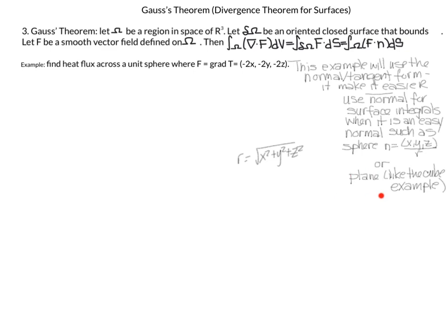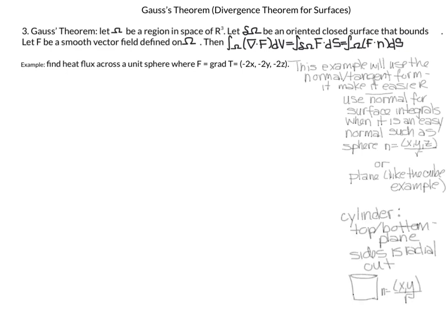The other obvious normal vector is the plane. Like the cube example we did, for each plane, we just use the normal. We use this normal formula. So you've had one example of this already, but this is our second one. And we could have used the normal on our cylinder example. We didn't do that, but we could have.